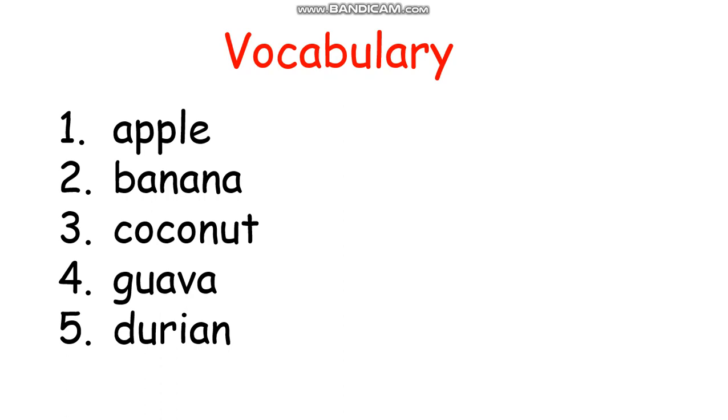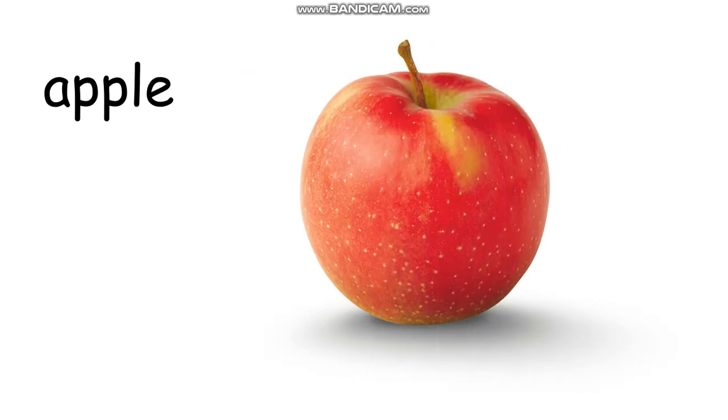So now let's go and see the meaning of each word. Number 1, apple. How do you spell apple, everyone? A P P L E. Apple. Okay, good. So what is apple, everyone? Do you want to see the picture of apple? Okay, good. Let's see the picture. This one we call apple. Do you like to eat it? Okay, get it, everyone? Apple.